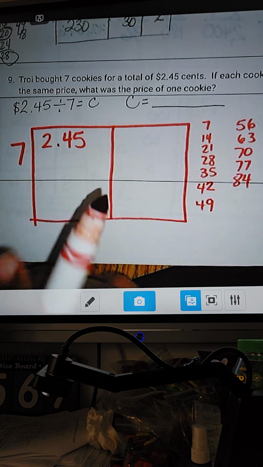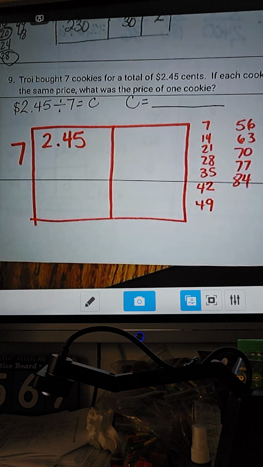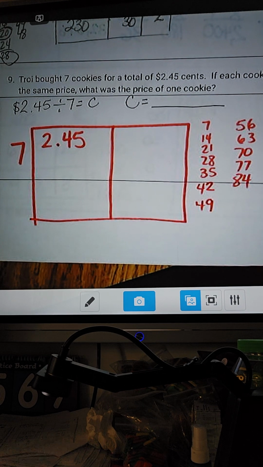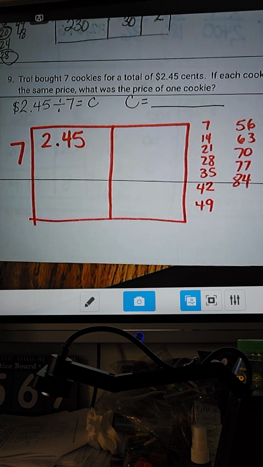All right, underline. What do I underline here? Yes, there's a decimal, but pretend it's not there, and then we add it back in when we're done with the problem. So we can look at that like 245 cents, because $1 is 100 cents, $2 is 200 cents, $2.45 is 245 cents. Okay. All right. So what do I underline here?